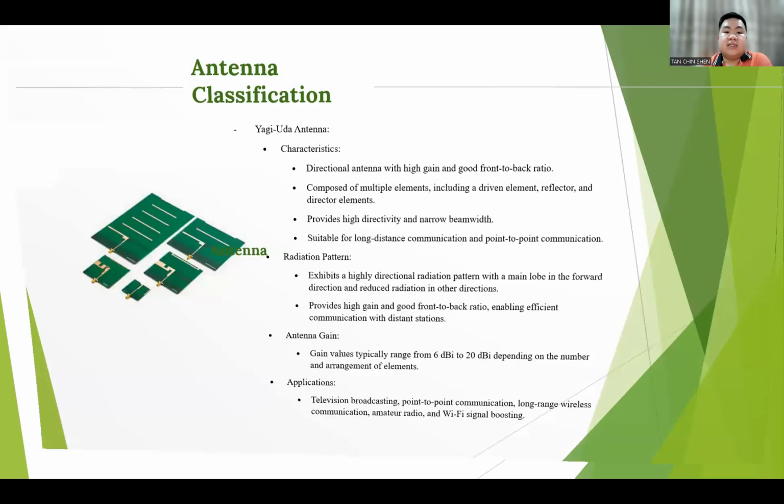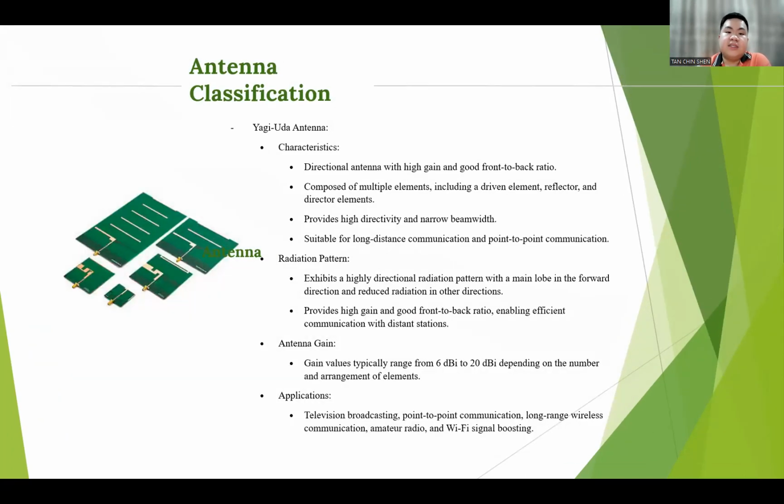The second antenna is the Yagi-Uda antenna. The characteristics are a directional antenna with high gain and good front-to-back ratio, composed of multiple elements, including a driven element, reflector, and director elements. It provides high directivity and narrow beamwidth, so it is suitable for long distance communication and point-to-point communication.